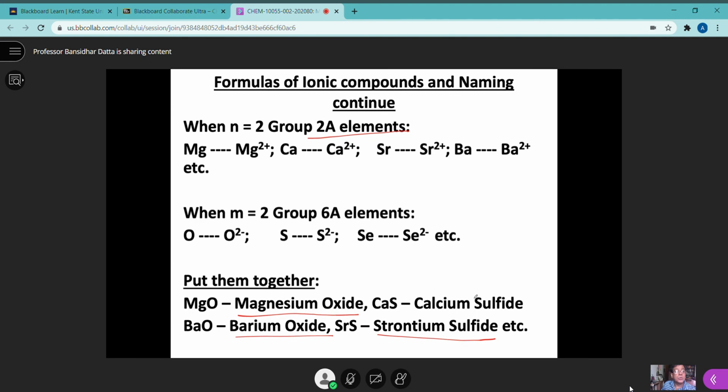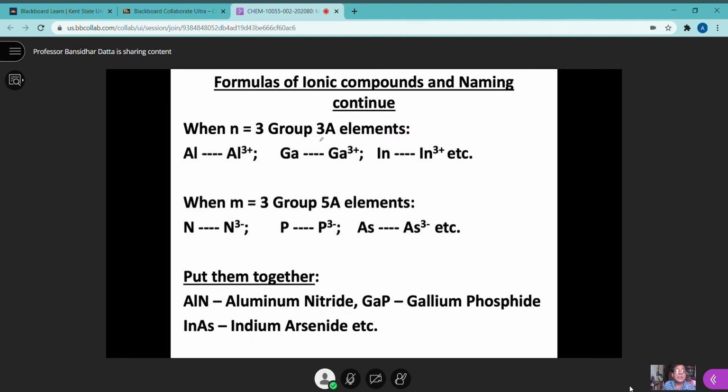Similarly, we can go to group 3. When N equals 3, group 3 elements, aluminum becomes aluminum 3 plus, losing 3 electrons. Gallium will lose 3 electrons, become 3 plus. Indium will lose 3 electrons, indium 3 plus, etc. Those 3 electrons will be taken by somebody. Let's say if we take M equals 3, group 5A elements, nitrogen is a group 5 element, so is phosphorus, and so is arsenic.